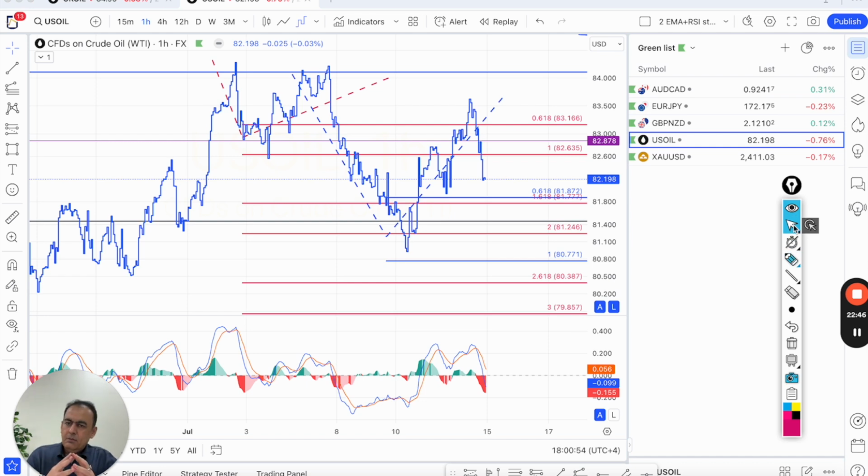Once it breaks out of the boundaries of the triangular pattern, which we have taken from the weekly chart, then we'll decide about the longer-run, long-term trend.